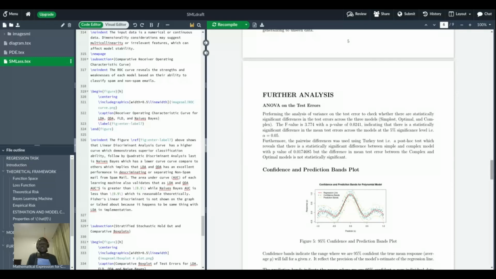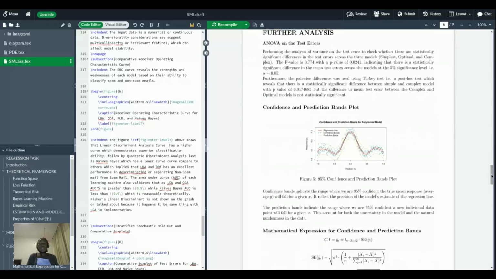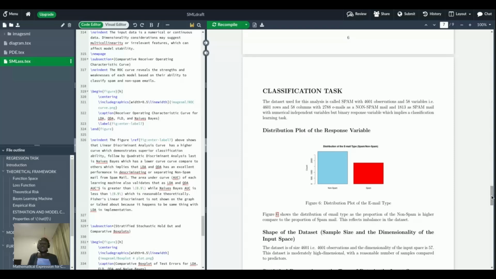0.0241, which is less than my threshold, the 5% significance level, which implies a statistically significant difference in the mean test error. Following this, I move on to a post-hoc test to check the pairwise differences, and I observe that there is a statistically significant difference between the simple and complex models, but in contrast, there is no statistical significance between the complex and the optimal. Now moving to the second part of the task, which is the classification task.